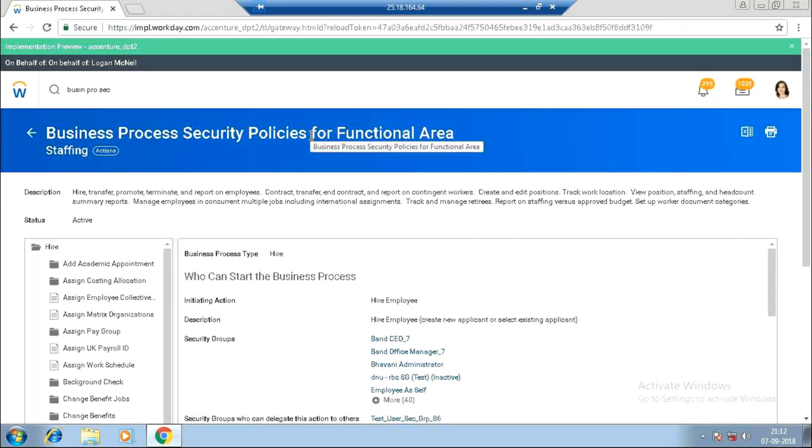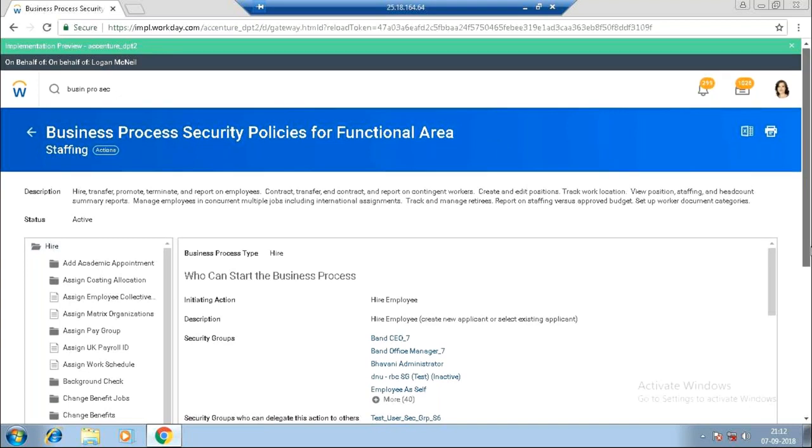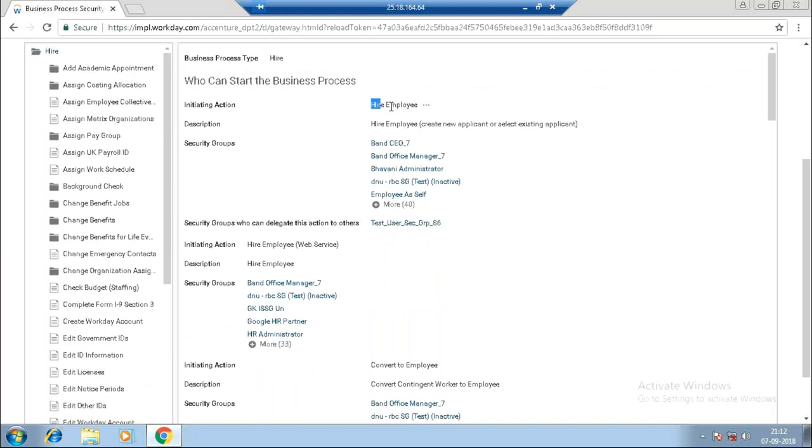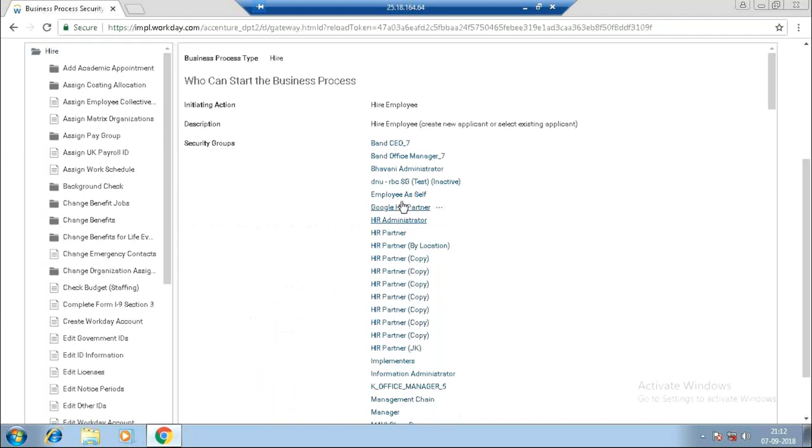Now, I think Vivek had asked the question whether it is task driven or data driven. All those task driven things are controlled by business process. If you see here, who can initiate a hiring, that is, who can initiate whether an employee is hired into the system. Since this is a practice tenant, you'll see a lot of things. These security groups which are created or assigned can initiate the business process of hiring.